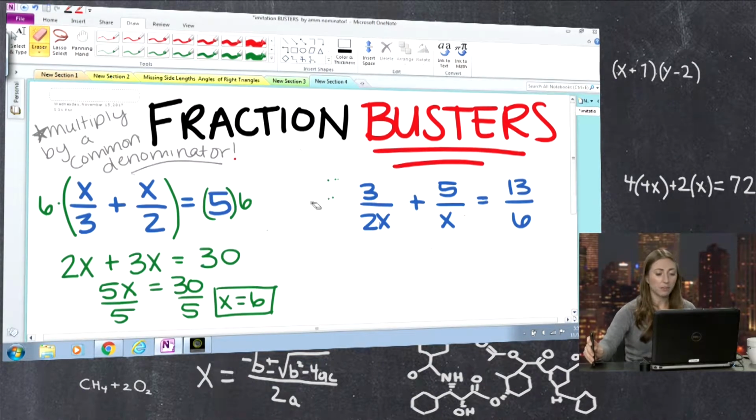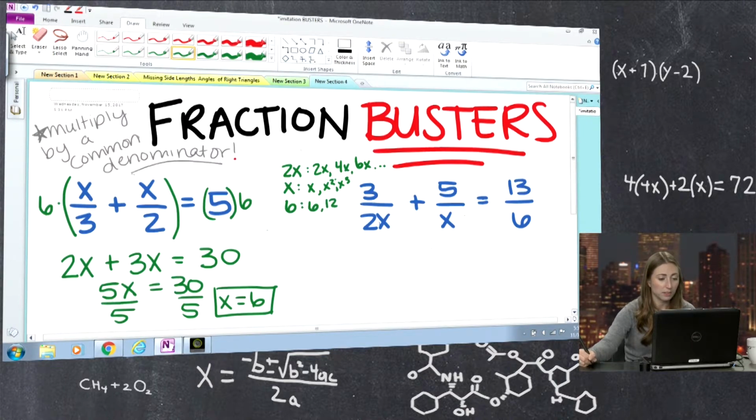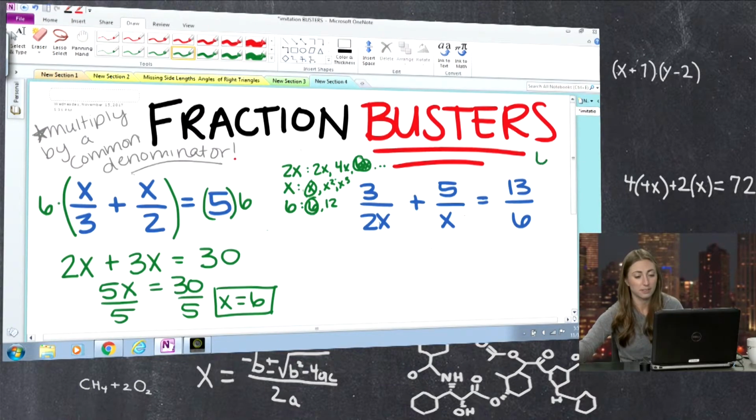So we're going to do the same thing for the second equation. It can work just as well, even if we have variables in our denominator. We're thinking of what each denominator can turn into. So if you think about this, the one on top, 2x, we could do 4x, we could do 6x, and so on. X could be x, x squared, x to the third power, and so on. 6 could be 6, 12, and so on. What we find common in all three of these is the 6 with those two, and then the x with these two. So what we're going to say our common denominator is 6x.